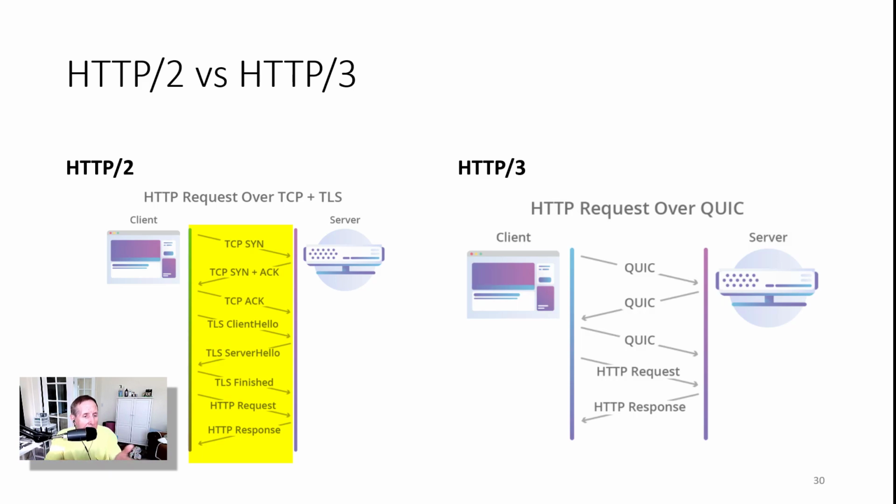You can see how many packets have to be exchanged to get an HTTPS connection. Over on the right-hand side, you see HTTP version 3, where we're using the QUIC protocol, using UDP rather than the old TCP. And you can see we're making the same HTTPS connection much quicker with many fewer packet transfers.